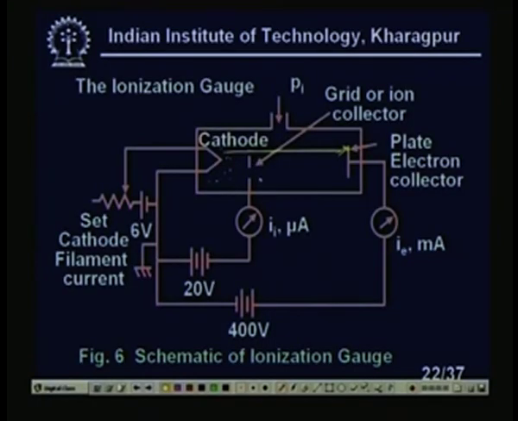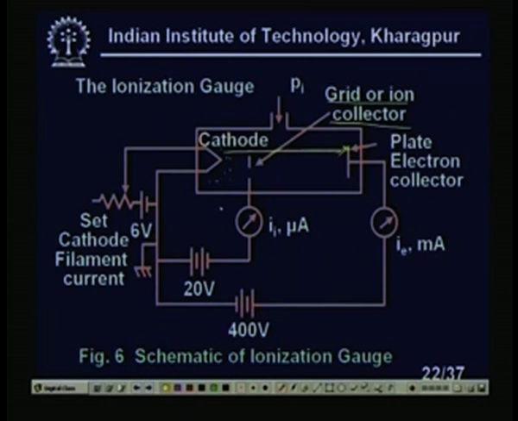If that gas is ionized, then what will happen? You see, this is connected to the negative terminal of the battery. So, the ion will be collected by this grid, or ion collector. We gave it the name grid or ion collector. The ions will be collected by this grid, so I will get an ion current.